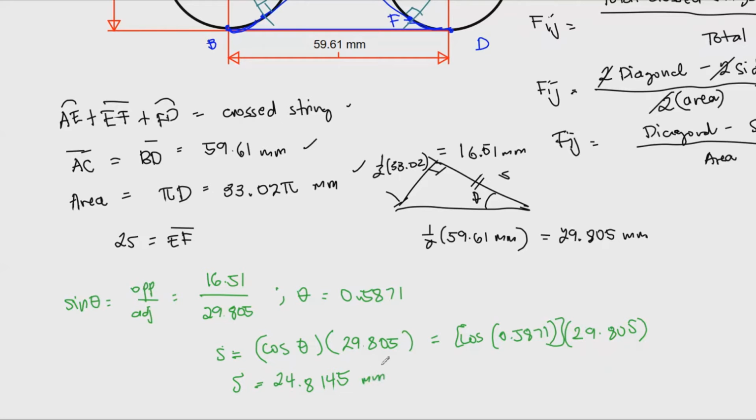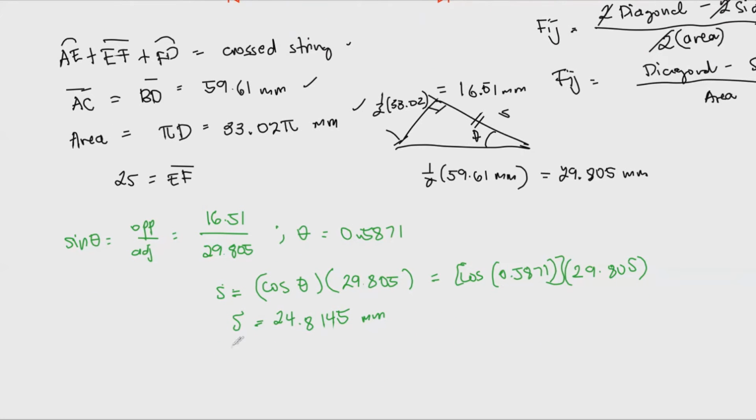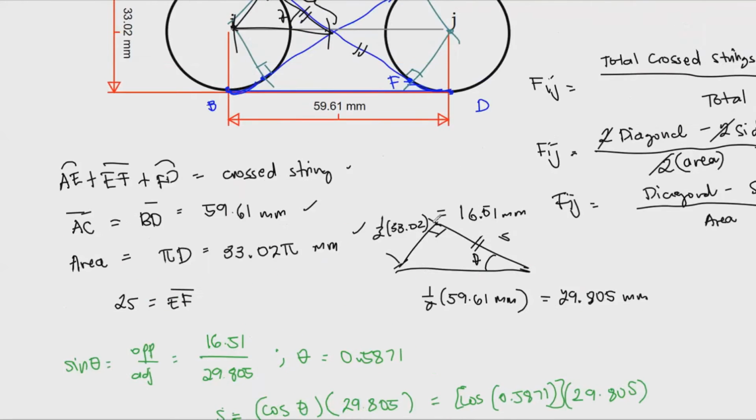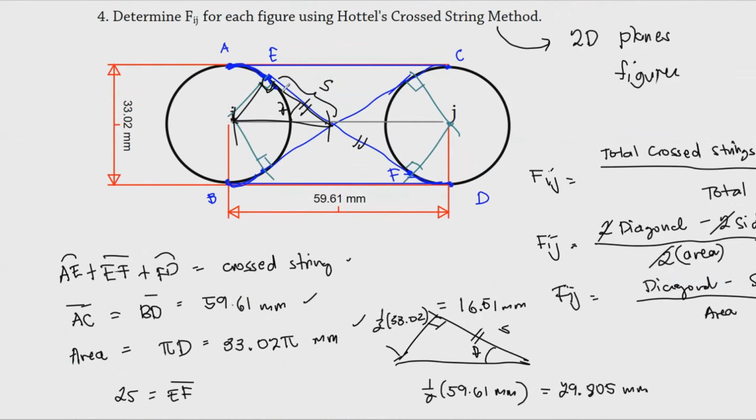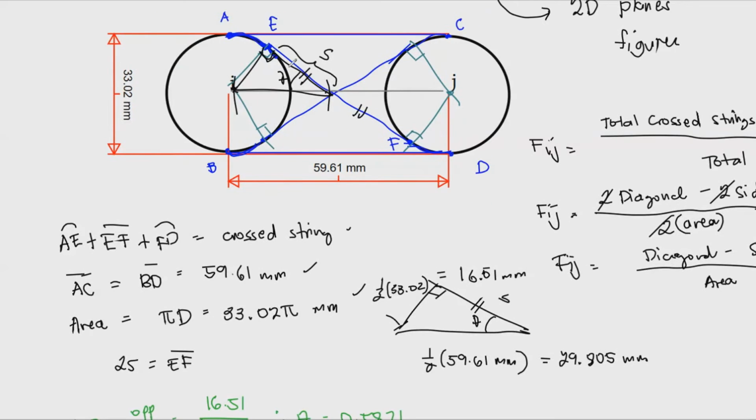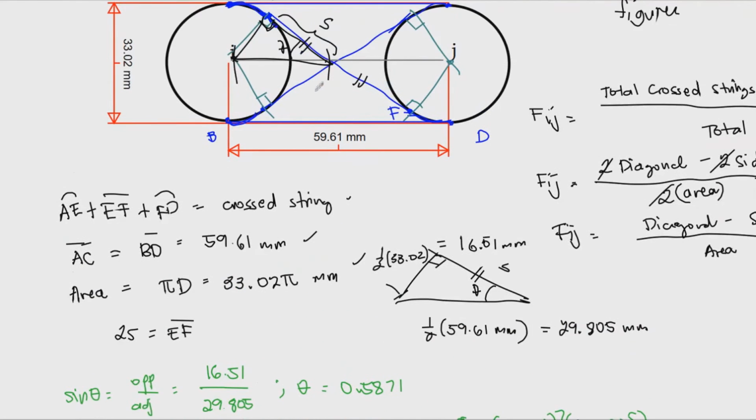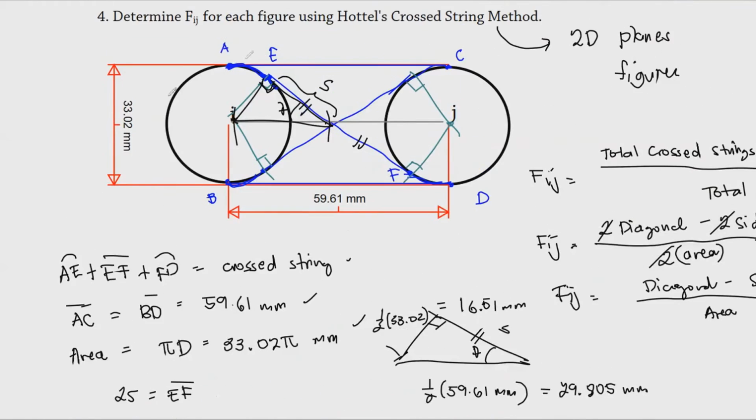But since I need here 2S, 2S is equal to twice this value, so I now have 49.6289 mm. So this is equal to the distance between EF. And we're not yet done, since we've already determined the EF, but we need to find the distance of the arc AE. This arc AE, of course, is a continuation of the string that we actually used to draw from the pins that we did for these two figures.